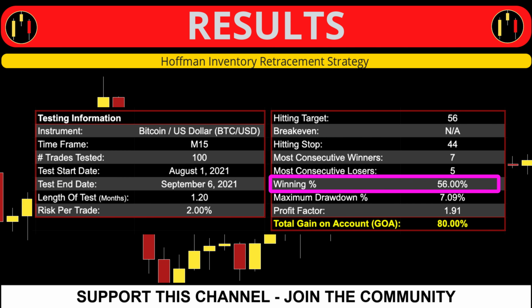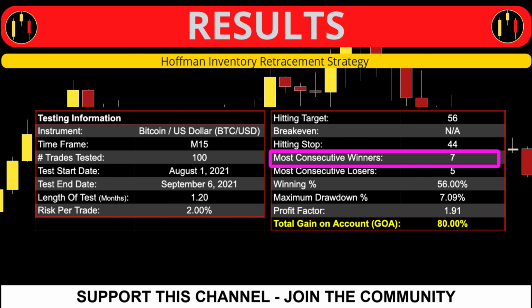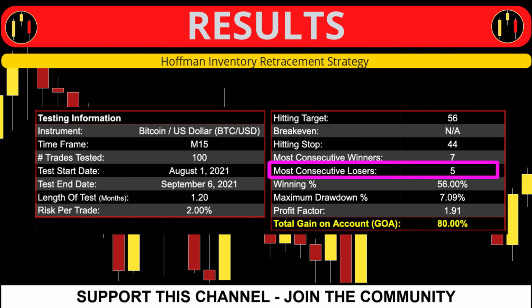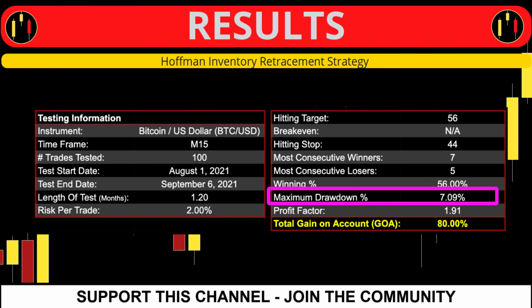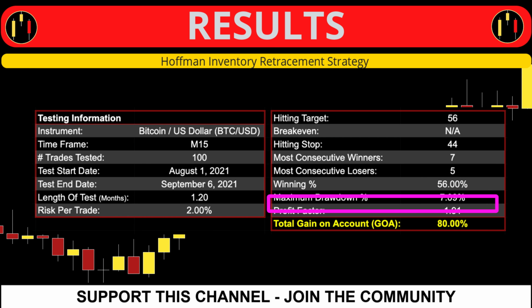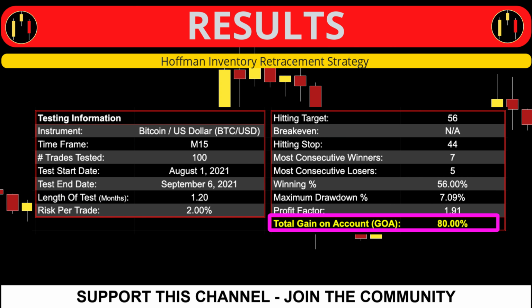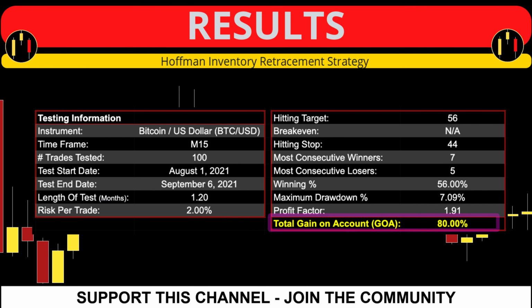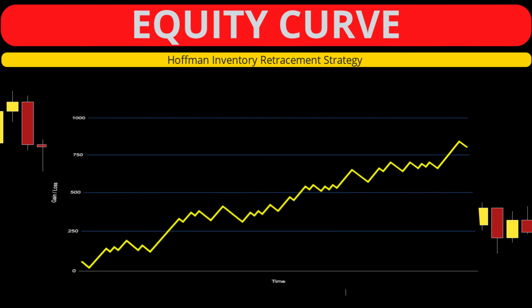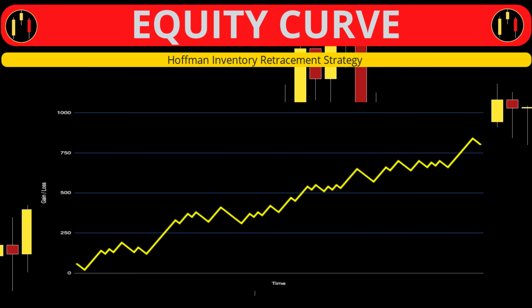This dataset produced a 56% win rate that included 7 consecutive winners paired against 5 losers in a row. The maximum drawdown wound up being 7% with a nice profit factor of 1.91. Risking 2% per trade, this test yielded a gross profit of 80%. The equity curve here is very impulsive to the upside.